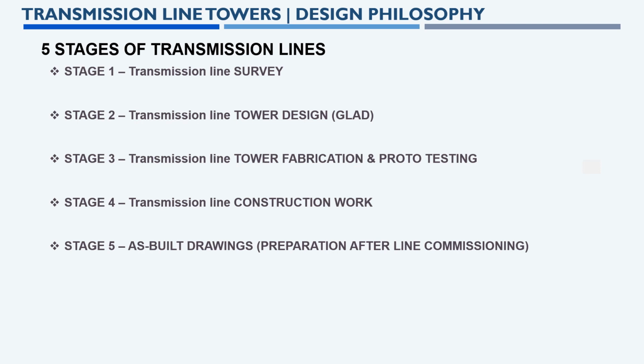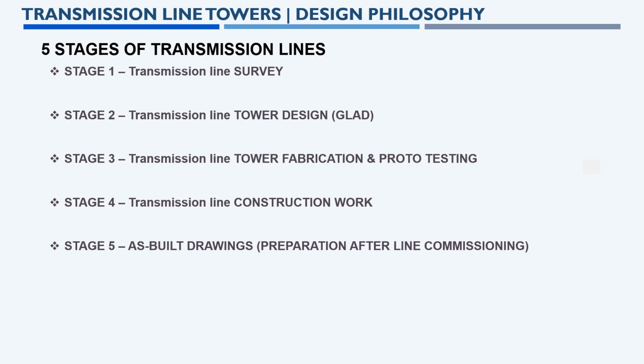Stage 2 is the tower design. In tower design we must have 4 major parameters that we can call GLAD in short. In GLAD, G stands for geometry, L stands for loading and load combinations, A stands for analysis and design, and D stands for detailing. These 4 parameters are very important while doing tower design.